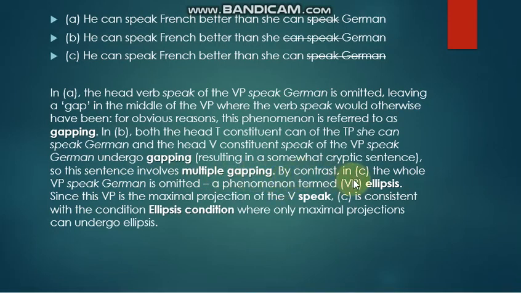By contrast, in sentence C, the whole verb phrase speak German is omitted, a phenomenon termed verb phrase ellipsis, since this verb phrase is the maximal projection of the verb speak. Sentence C is consistent with the ellipsis condition, where only maximal projections can undergo ellipsis.